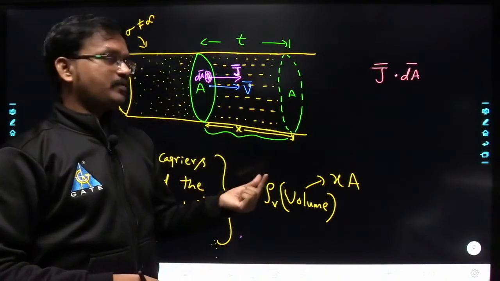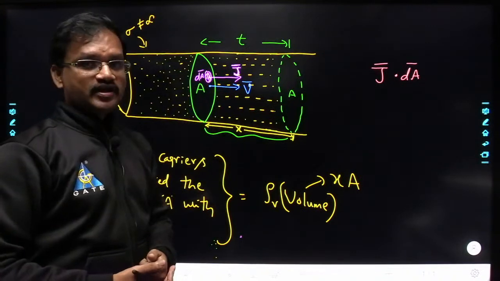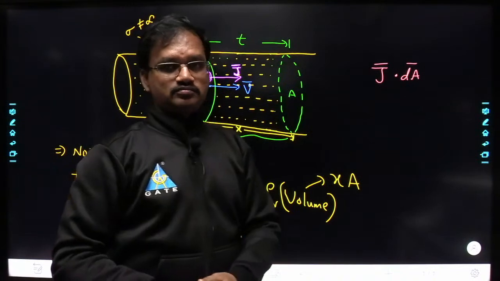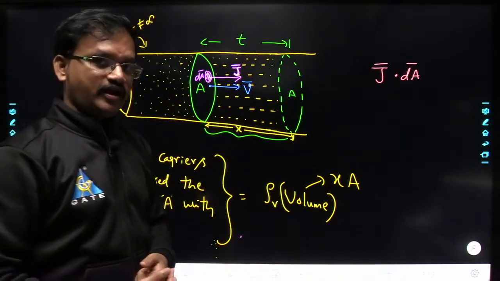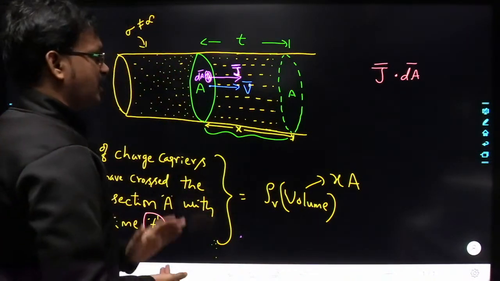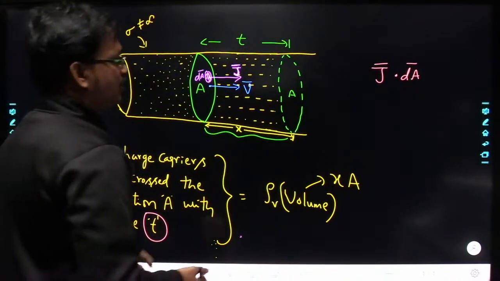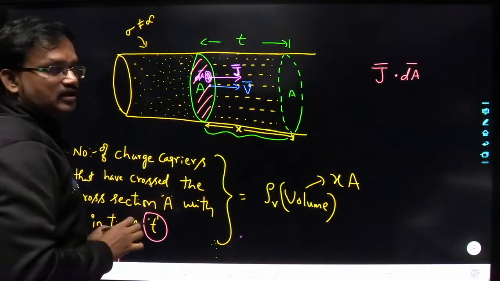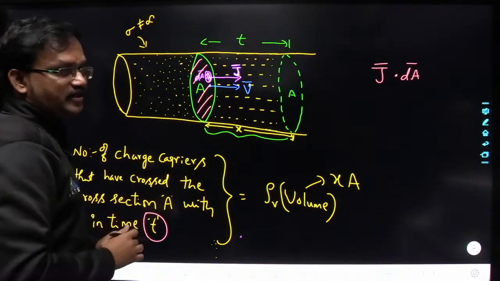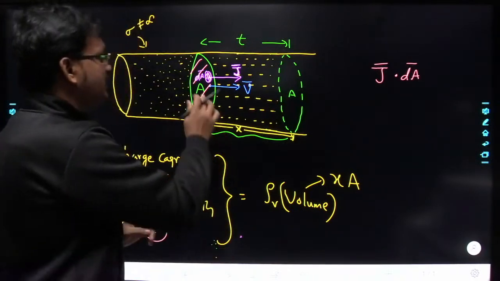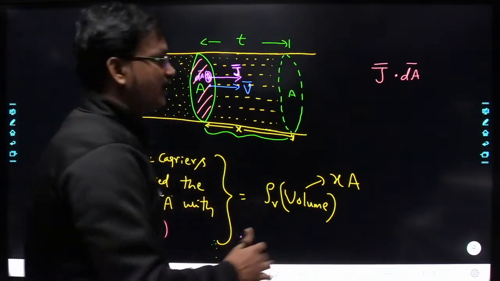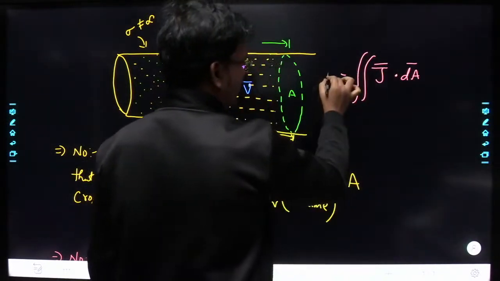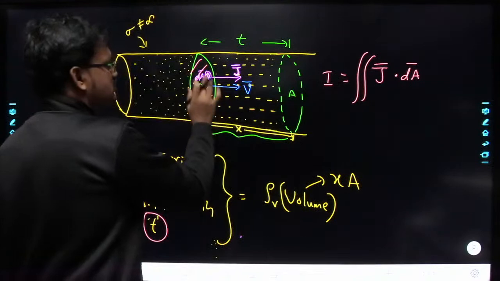Now if you want to determine the current penetrating through this small differential area, what do you have to do? You have to do the dot product between these two vectors. That's what I have explained, right? In the previous classes I have explained all these things. So now if I want the current penetrating through the total surface area, what do you have to do? You have to integrate throughout this surface. Then you are going to get the current penetrating through this surface area.